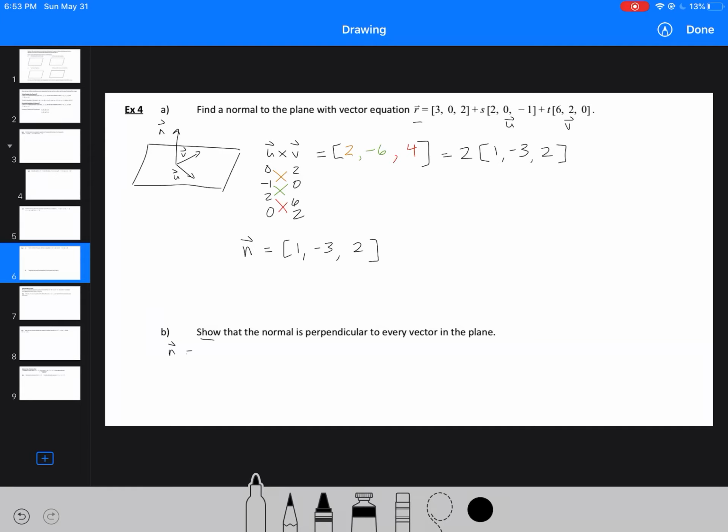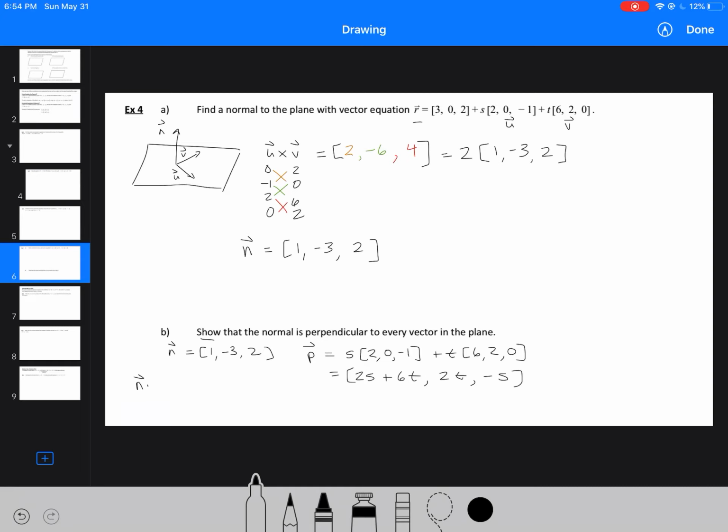So we have our normal, which is 1, minus 3, 2. And we need to represent every vector on that plane. So let's call that P for every vector on the plane. And we know that it's going to be a combination of the two direction vectors. Varying those parameters, s and t, will give us every possible vector in that plane. So let's write that in terms of a vector with 3 components. Our x component would be 2s plus 6t, our y component would be 2t, and our z component would be minus s.